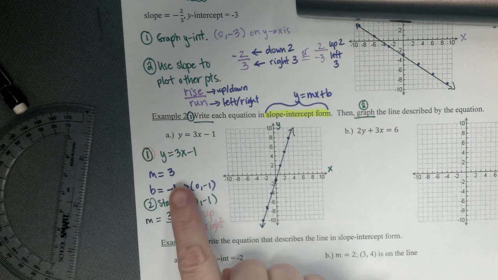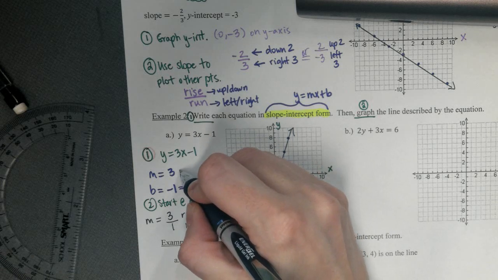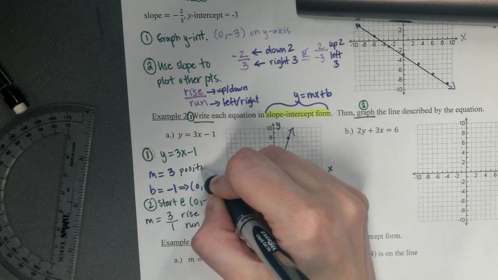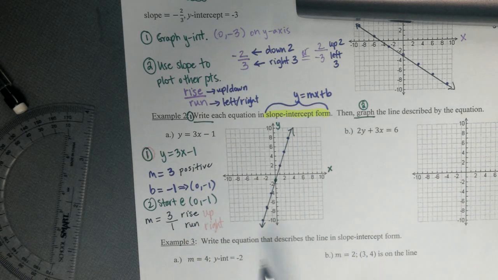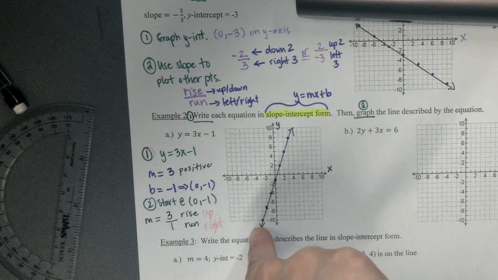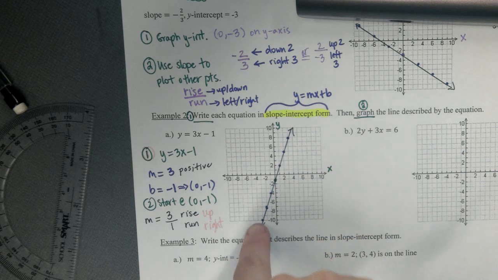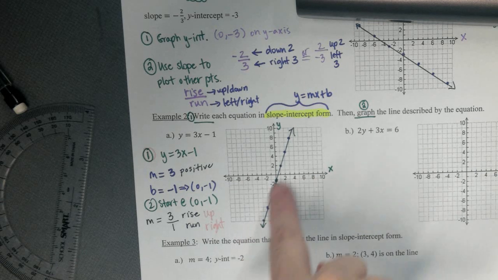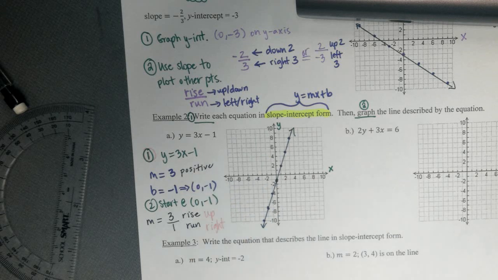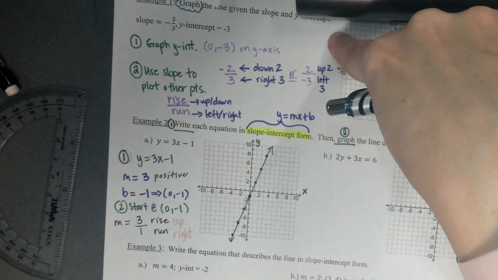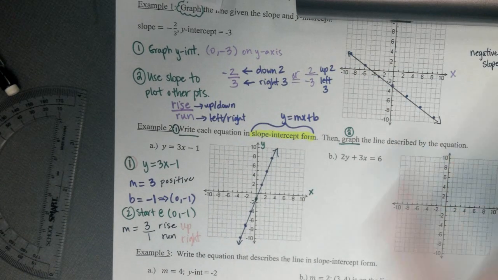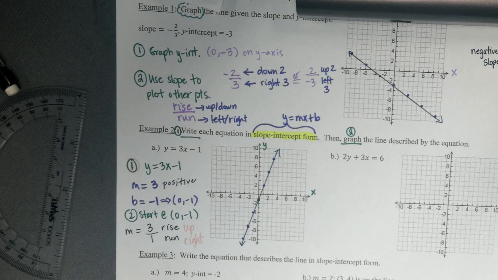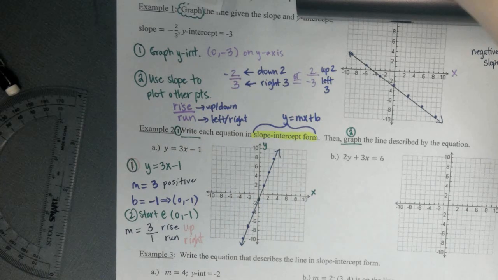Okay, so if the slope is 3, that means it's positive. So if it's positive, you always start at the left. You start at the left and move your finger up the line. If you're going up from left to right, it's positive. Okay, with this one, you would start at the left and go down, so that's how you know that it's negative. Okay?